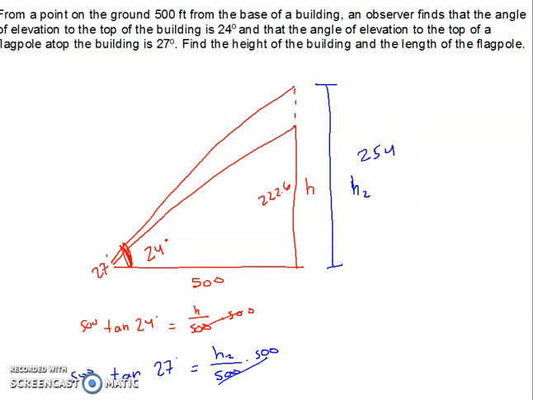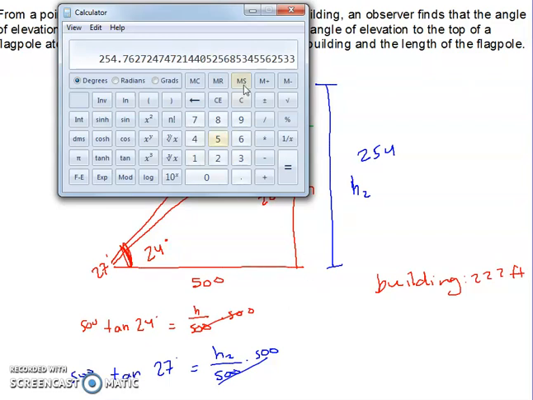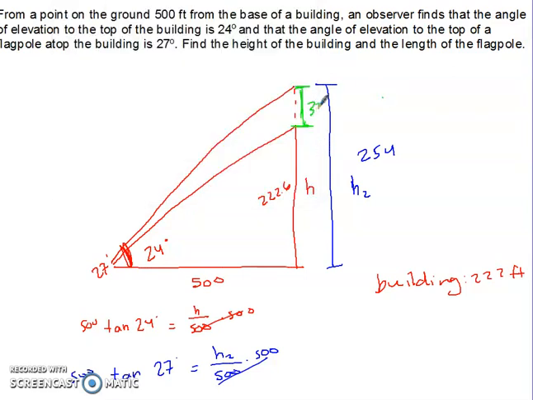So the height of the building is 222 feet, and the height of the flagpole from the bottom all the way to the top is 254, which means that the height of the flagpole itself is just the difference of those two. So 254 minus 222.6 gives me a flagpole that's approximately 32 feet. So the flagpole is approximately 32 feet.